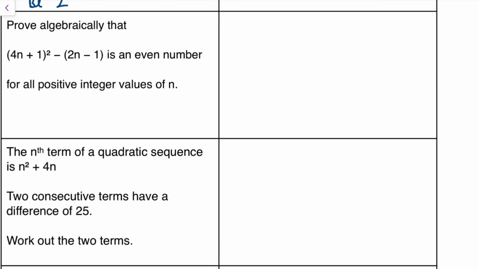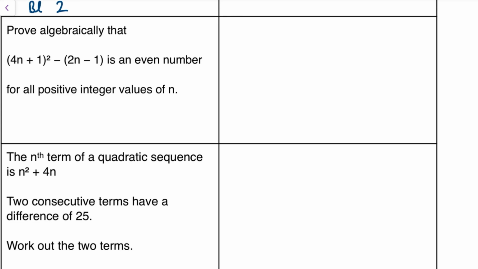Next question. Prove algebraically that this is an even number. Okay, so let's just start by expanding. So if I expand, I've got 16n squared plus 4 times 2 is 8n, and 1 times 1 is 1. Then I'm going to take away 2n, and I'm going to do minus 1, which is plus 1.